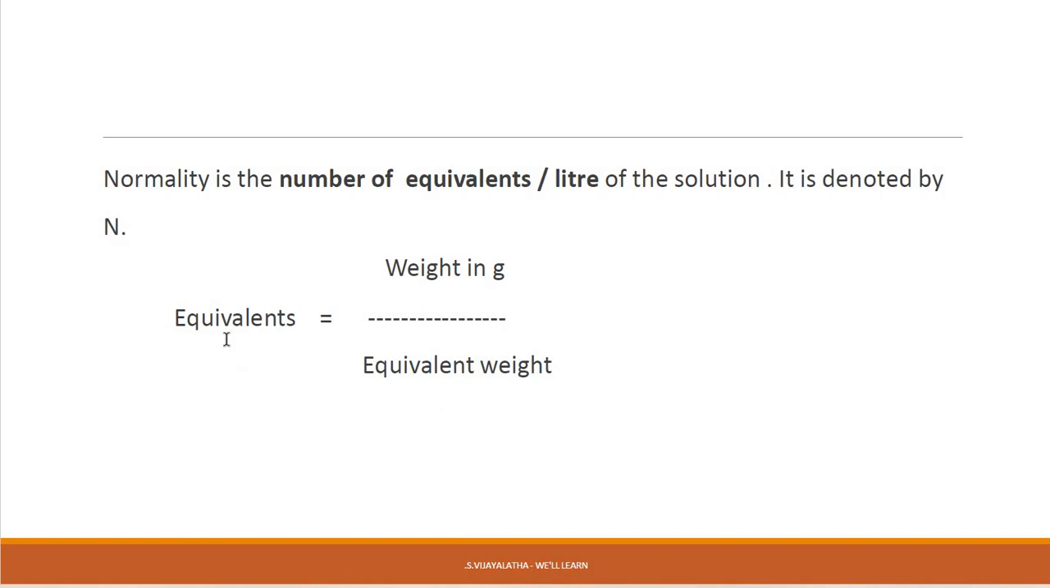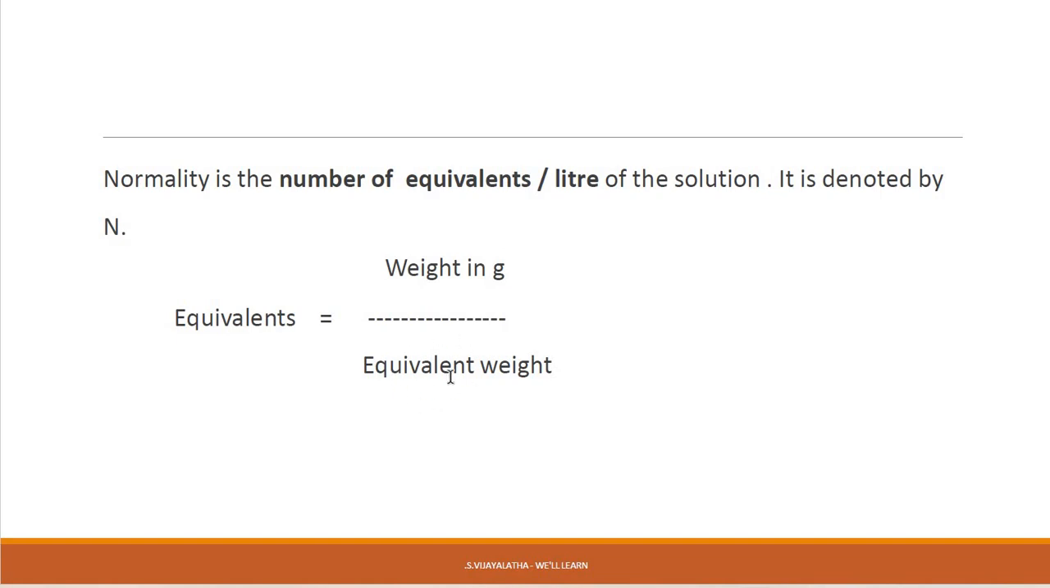In the case of moles, we saw it is weight in grams divided by molecular weight. Molecular weight can be easily determined from the molecular formula, and it is better if we see it on the label of the chemical bottle, because it gives the molecular weight including the water of crystallization.